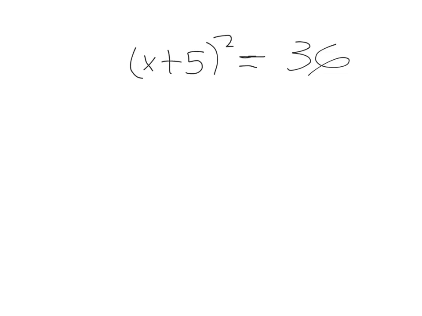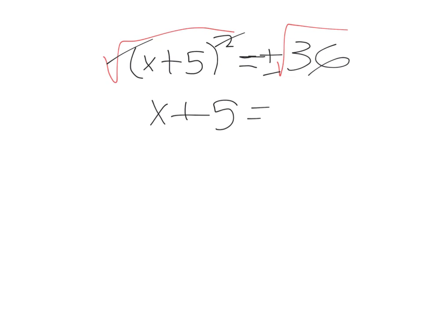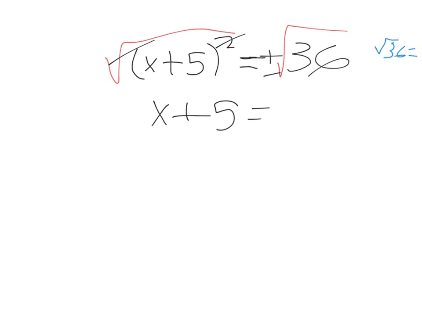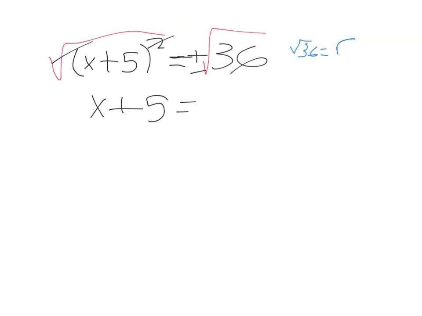Awesome. So we're going to solve this problem using square roots. So the first thing, as always, I take the square root. Plus or minus. Those cancel, so I get x plus 5 equals. Now I know that the square root of 36 equals 6. Okay? And so then I get plus or minus 6 over here.